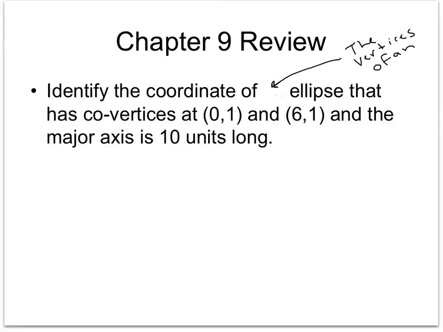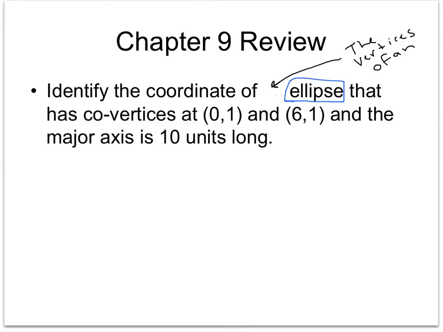Okay, there was a little typo in here, but I went ahead and added in writing. What we want to do is find the coordinates of the vertices of an ellipse that has co-vertices at (0, 1) and (6, 1), and the major axis is 10 units long. Now, granted, we're in the hyperbola section, but it doesn't really matter what shape it is. The process would still be the same.